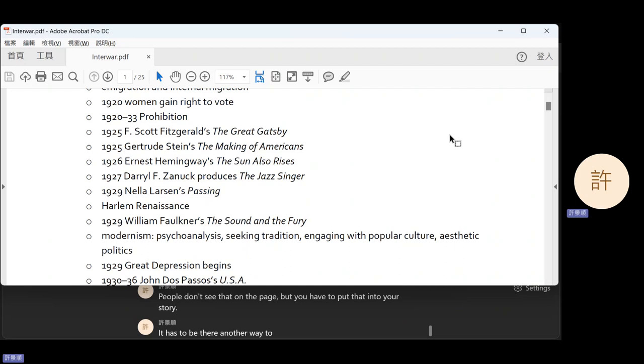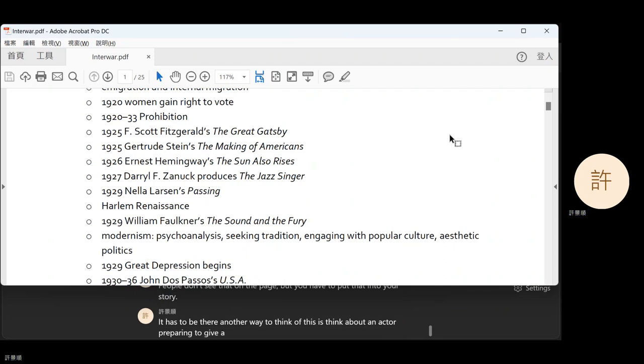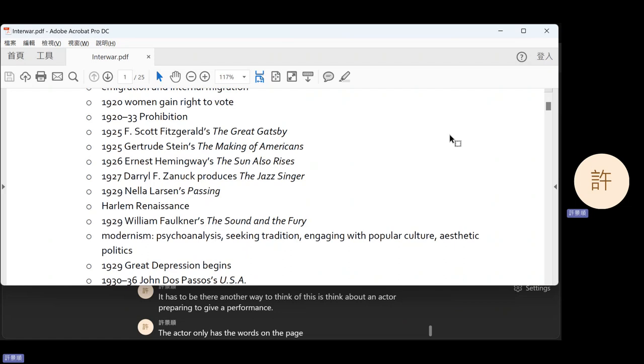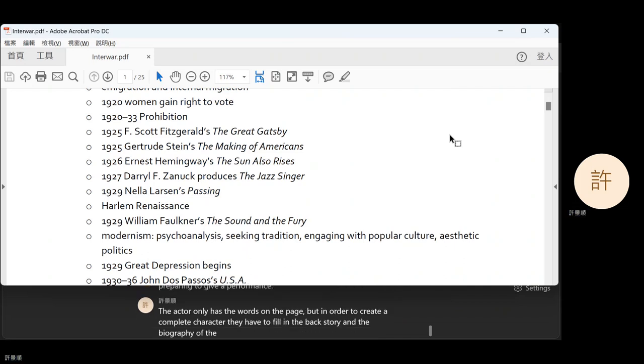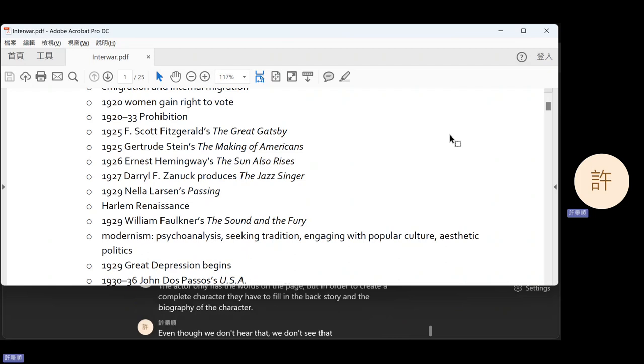Another way to think of this is think about an actor preparing to give a performance. The actor only has the words on the page, but in order to create a complete character, they have to fill in the backstory and the biography of the character. Even though we don't hear that, we don't see that, it is there.